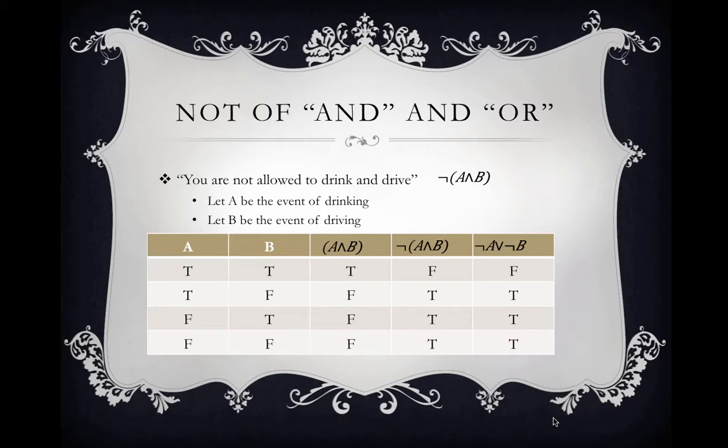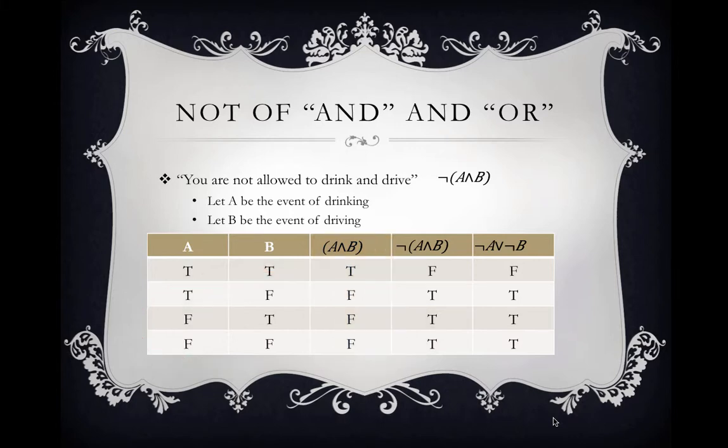Let's look at the third column. The third column is just the and part. So the third column reads drinking and driving. In the first row, the person is drinking and driving, and for every other row, they are not. They are either not drinking or not driving, or they're doing neither.